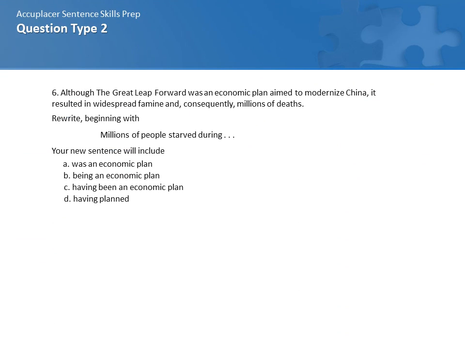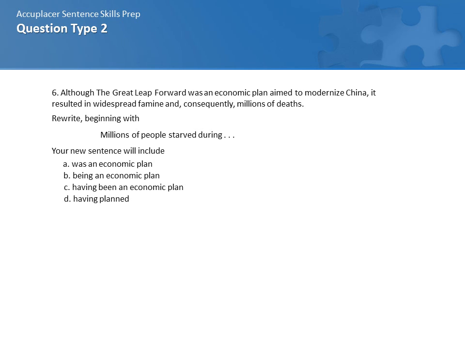And here is question 6. Although the Great Leap Forward was an economic plan aimed to modernize China, it resulted in widespread famine and consequently millions of deaths. And we're directed to rewrite the sentence beginning with the words, millions of people starved during. And we're asked to predict which of the following would be included in a correct sentence.